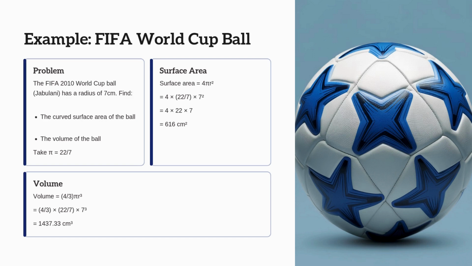Now multiply. 4 multiplied by 22 equals 88. 88 multiplied by 7 equals 616. This is obtained step by step through basic multiplication. Final surface area, 616 square centimeters.